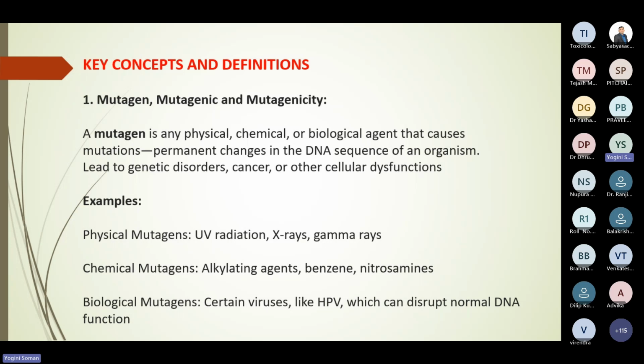There are different examples of mutagens. The first example is physical mutagens, mainly radiation. It includes UV rays, X-rays, gamma rays, etc. The second is chemical mutagens, which we routinely deal with, mainly agrochemicals, alkylating agents, benzene, and nitrosamines. And the third one is biological mutagens, which include certain viruses like human papillomavirus. This virus disturbs the normal DNA function, so it is part of the biological mutagens.